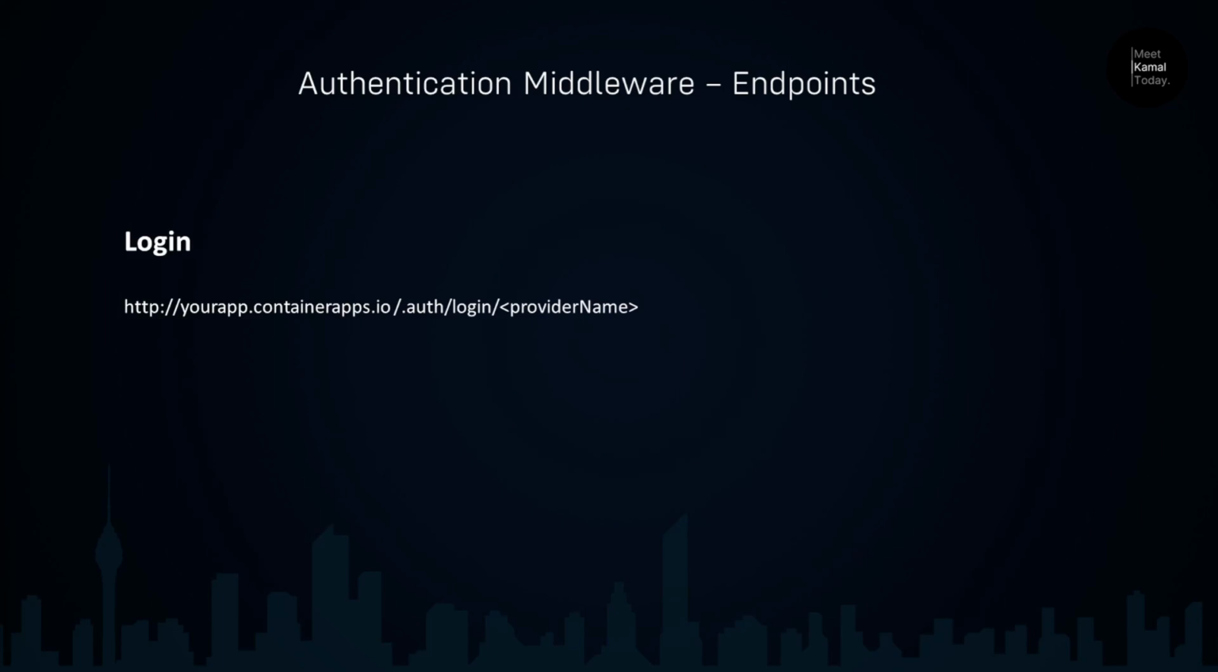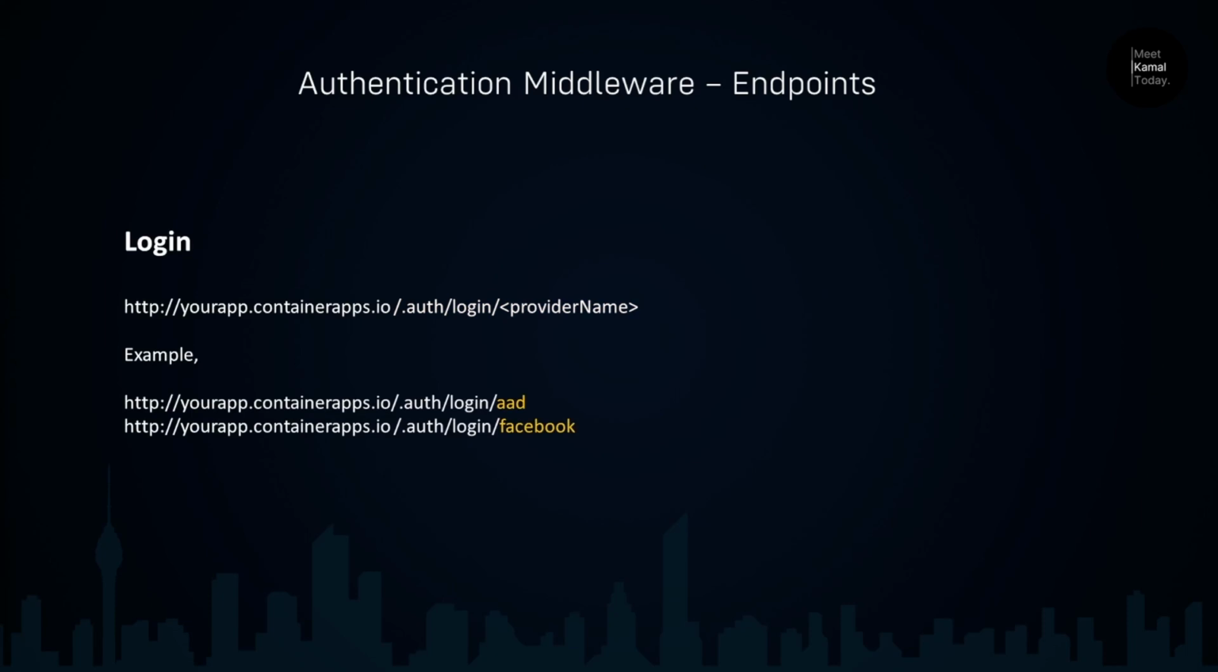Now if you look at the logins, if you redirect the user to this URL here, and here we have the name of the container app and this part of the URL here. If you redirect the user to this URL after providing the name of the provider, for example, it could be Azure AD or Facebook, the authentication middleware will start the authentication flow based on the provider name. For example, if you used Facebook, when you redirect the user to this URL, it'll start the Facebook authentication flow. Basically, this authentication middleware will redirect the user to Facebook. And in addition to this, we can pass in the post login redirect URL as well.